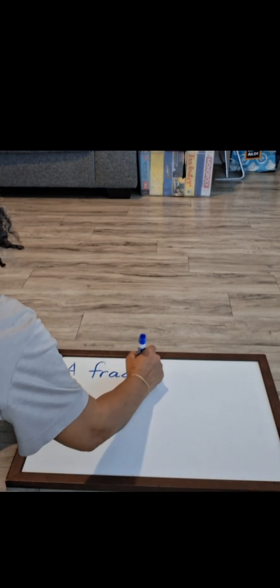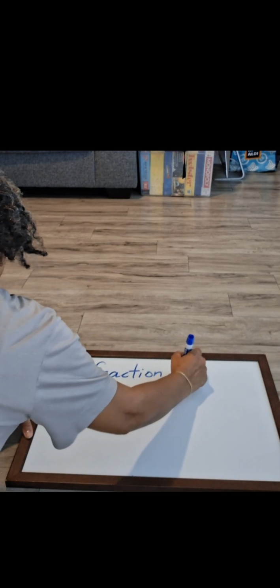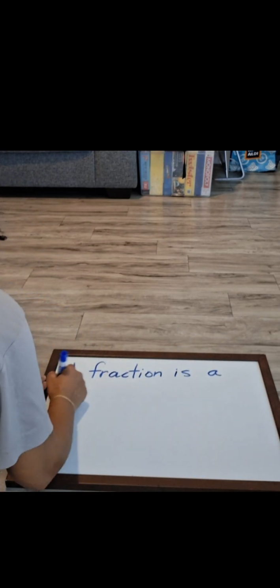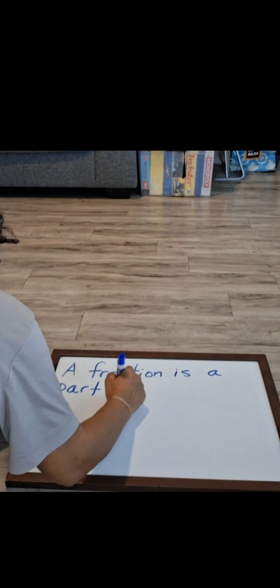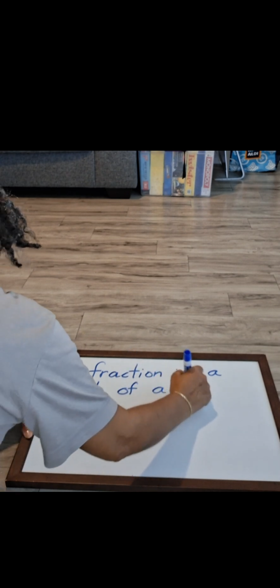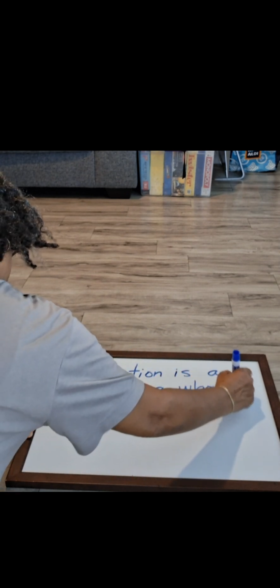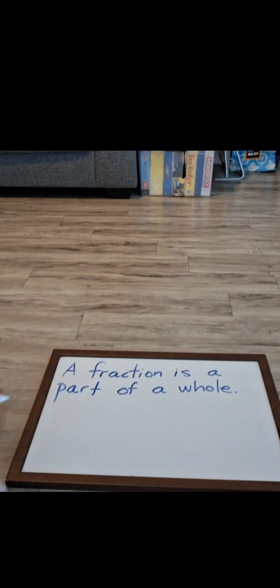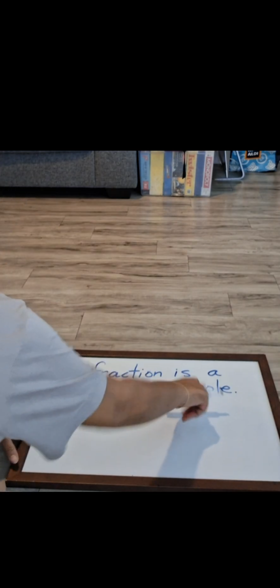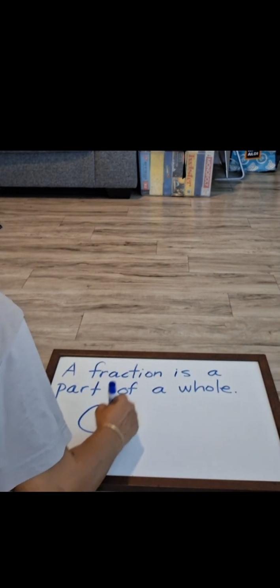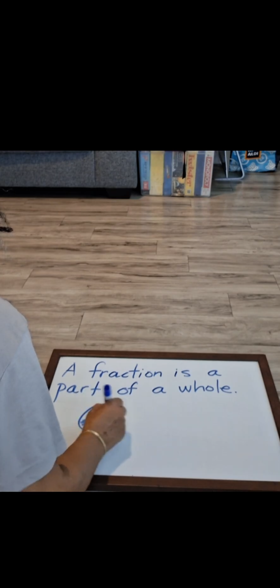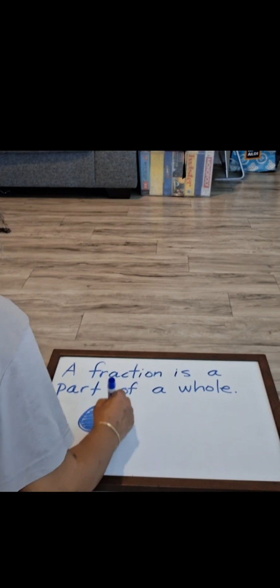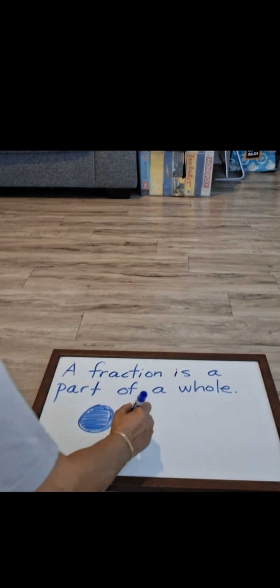So a fraction is a part of a whole. So to have a fraction, first you have to have a whole. All right, so let's start with the whole. This is the whole, it's the whole fraction. So a fraction is the one.